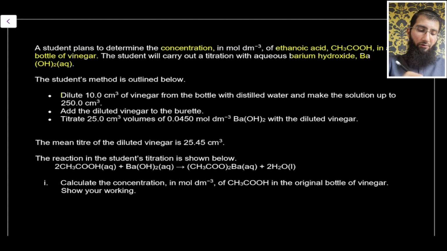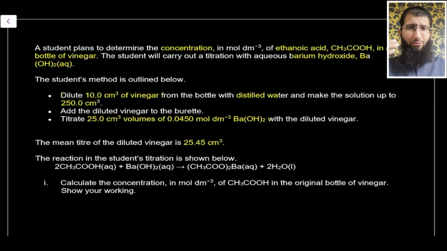We're starting off with 10 cm³ of vinegar from the bottle. We're adding this to water to make a solution up to a total volume of 250 cm³. We're then going to titrate this diluted vinegar with 25 cm³ of our barium hydroxide. You're told that the mean titre of the diluted vinegar is 25.45, and you've been provided with a balanced symbol equation for the reaction between ethanoic acid and barium hydroxide. Now, there's a lot of information there.